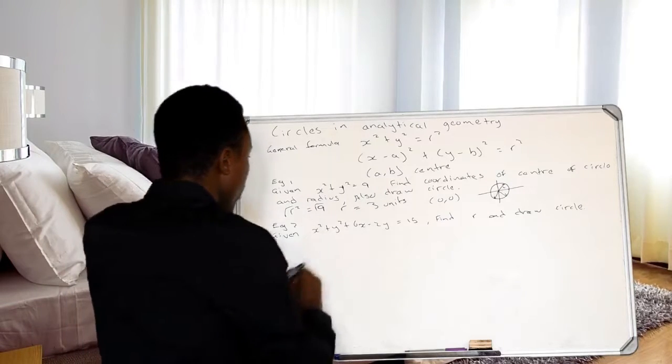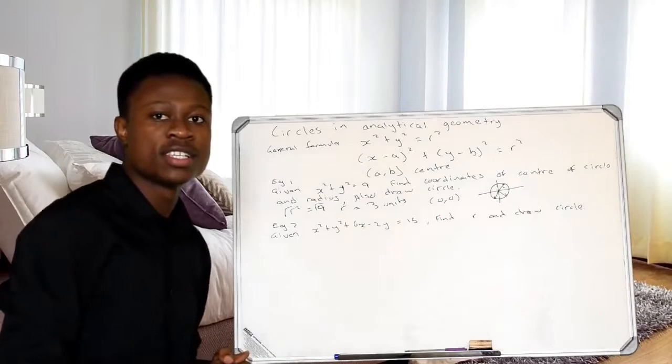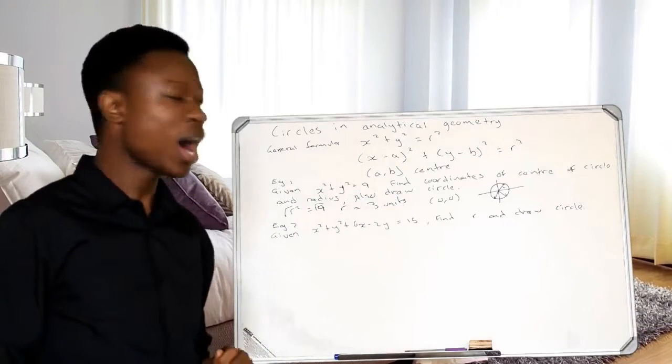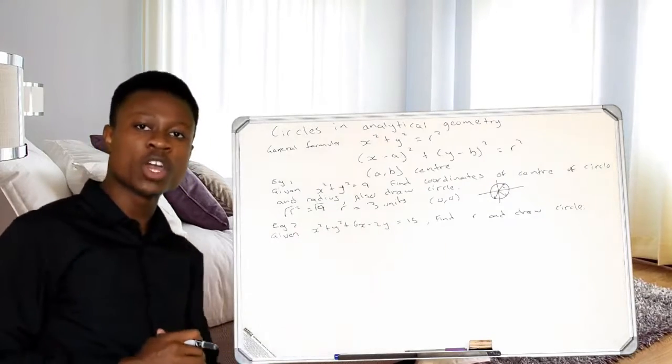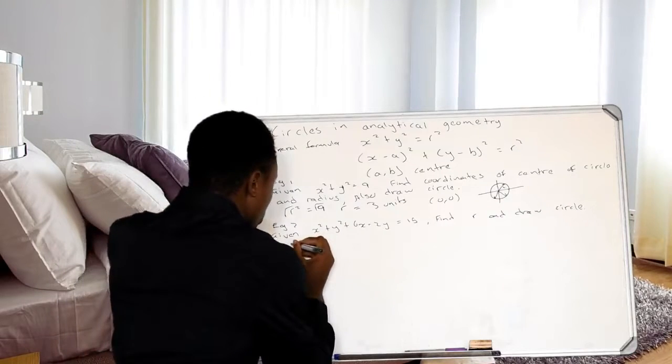I complete the square. And by the way, 15 is not your radius. And if you say root of 15, it is still not your radius. Why? Because I need to complete the square first before I know what the radius is. So let's start by completing the square.